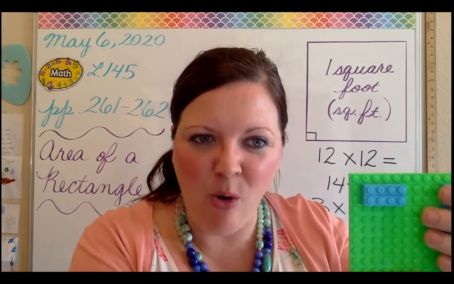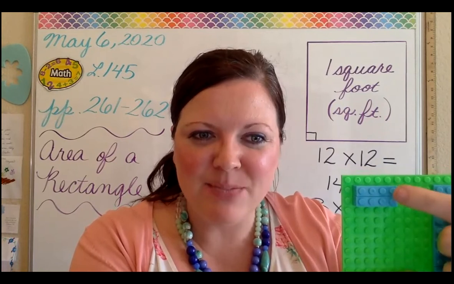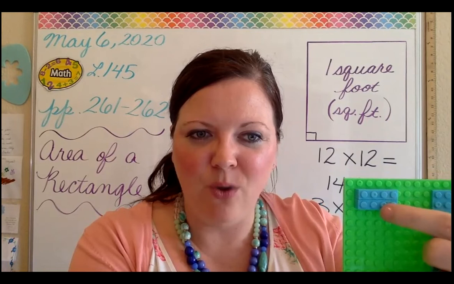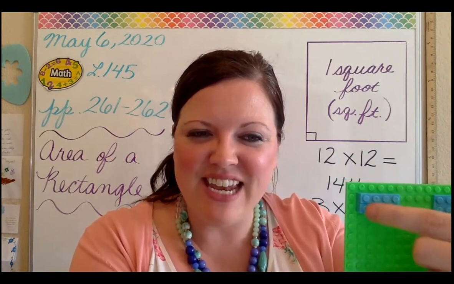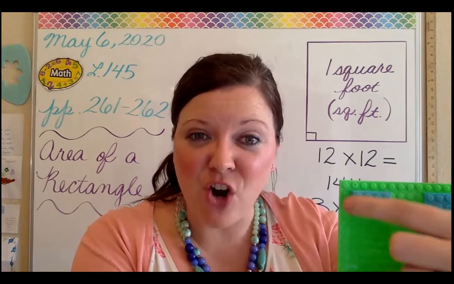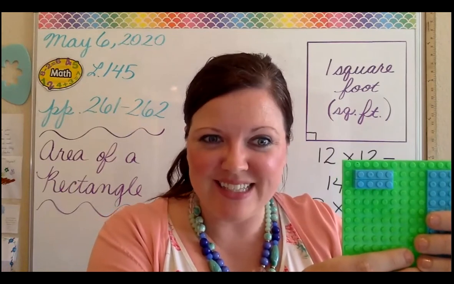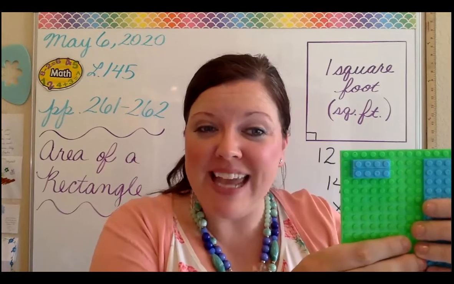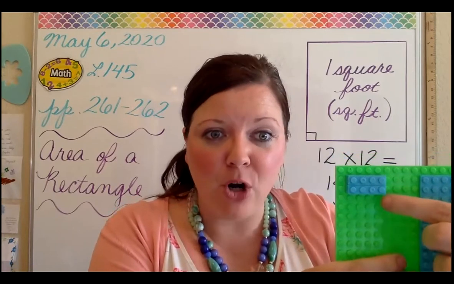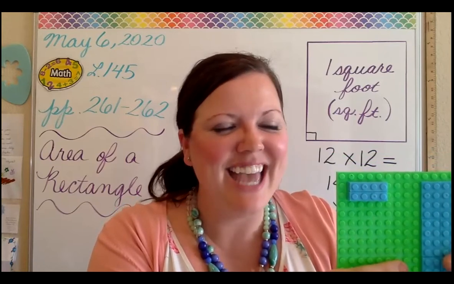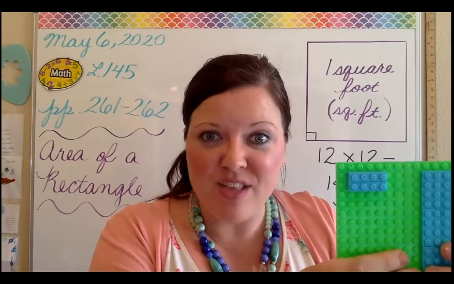Can you count how many spots are on this Lego? Ready, go. 1, 2, 3, 4, 5, 6, 7, 8. This covers an area of 8 square units. Now, we found that out just by counting the number of squares that we had, or the little circles on top, of course. Now, we could totally count this out.